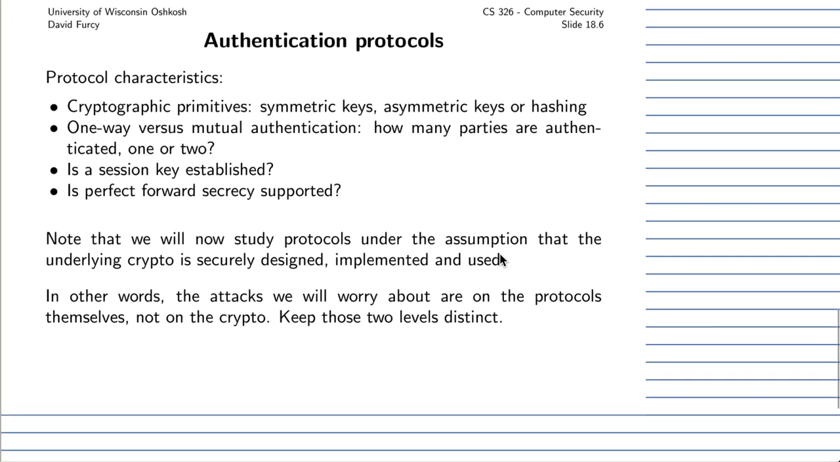Here is a brief overview of some of the topics we're going to be talking about in this lecture. Obviously we're going to reuse some of the cryptographic primitives we discussed earlier in the semester, including symmetric keys, asymmetric keys, and hash functions. We're going to be talking about scenarios where only one of the parties has to authenticate themselves to the other, and also mutual authentication, where each party has to authenticate themselves to the other. So here the question is, how many of the parties have to be authenticated? All of them or just one of them?